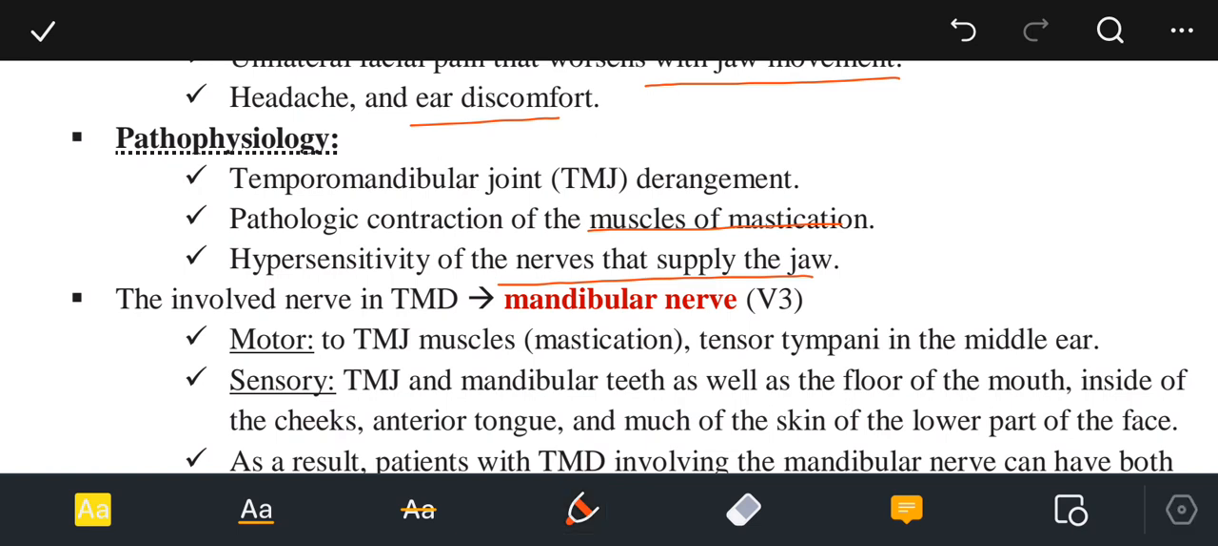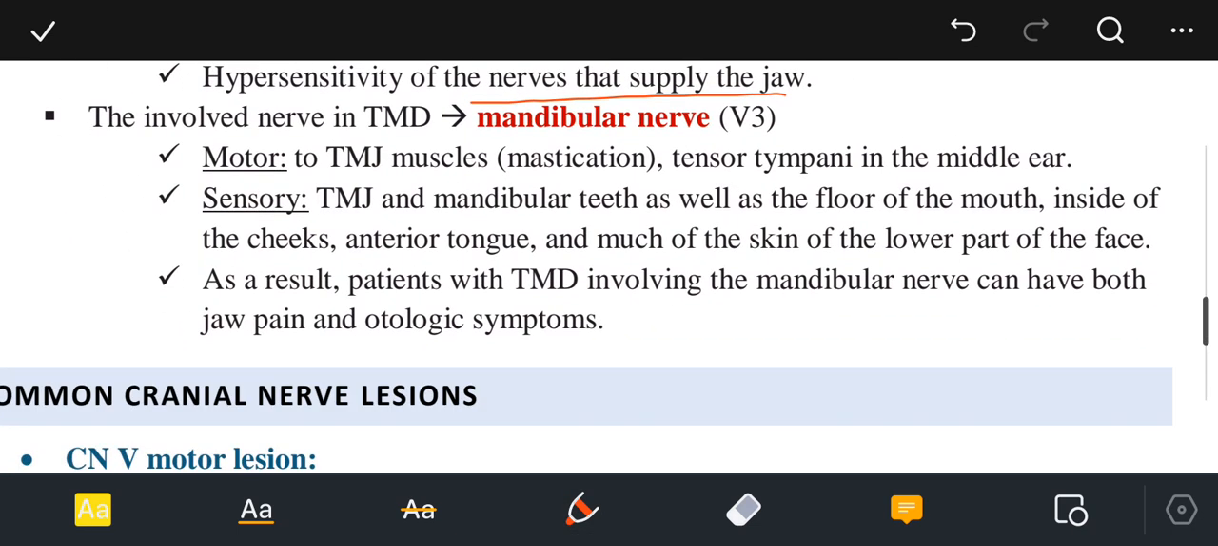The nerve involved in temporomandibular disease is the mandibular nerve, cranial nerve V3. It is motor to the muscles of mastication and the tensor tympani in the middle ear. The involved nerve with the temporomandibular joint is the mandibular nerve, so we know that it has both motor and sensory components.